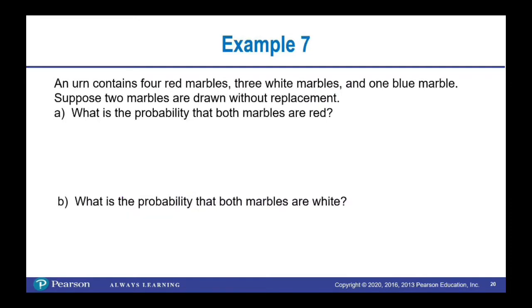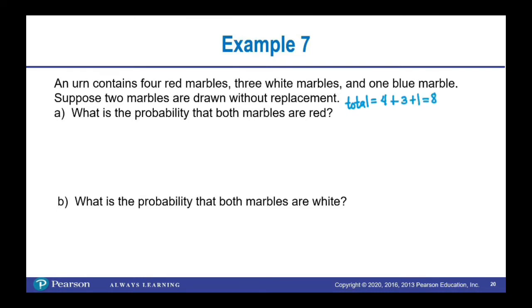Look at example 7. We have an urn that has 4 red marbles, 3 white, and 1 blue. Again, notice that we're drawing the marbles without replacement. In part A, I want to know what is the probability that both marbles are red.